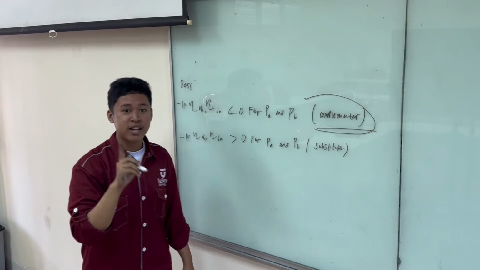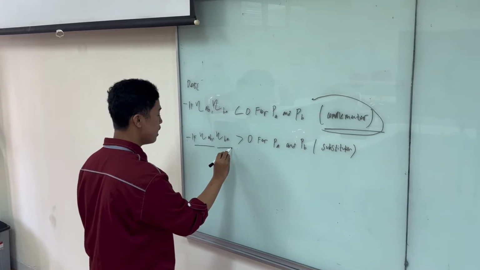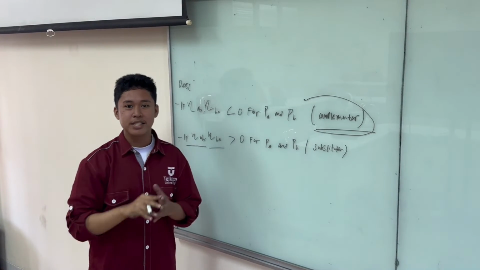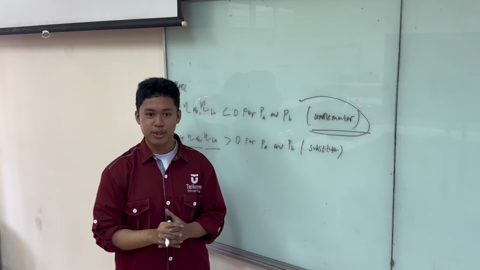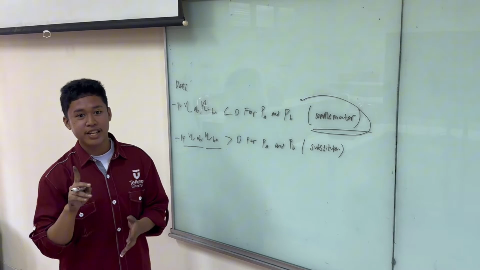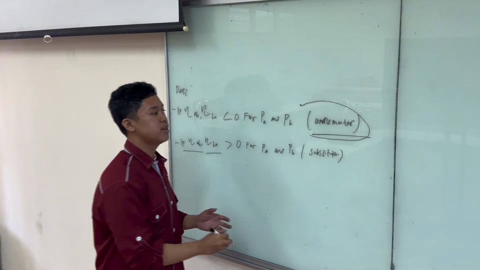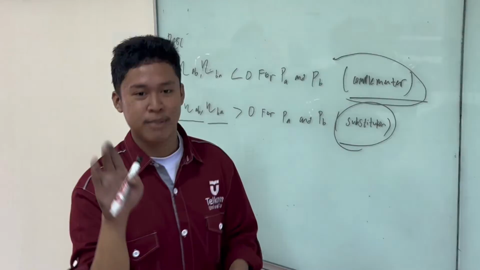And guys, for the last one, if nu AB and nu BA are higher than 0 for PA and PB, this is where a decrease in the price of one good will be followed by an increase in the demand for that good and a decrease in demand for the other good. We call this substitution. Now let's move to my friend.